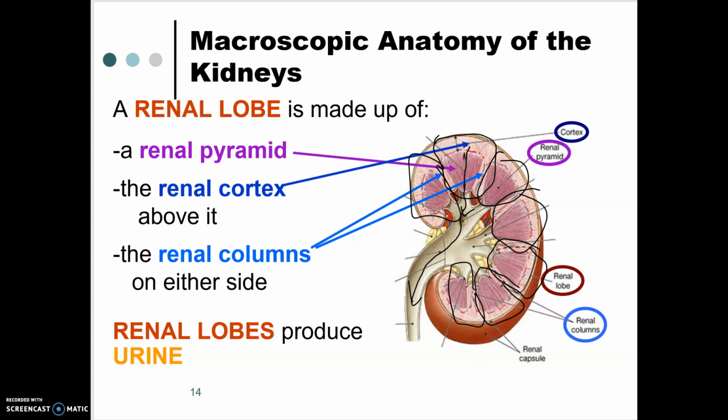So if we have a quick look here, we can see 1, 2, 3, 4, 5, 6, 7. 7 renal columns, 7 renal pyramids, which means 7 renal lobes. And that's typical for an adult human kidney.